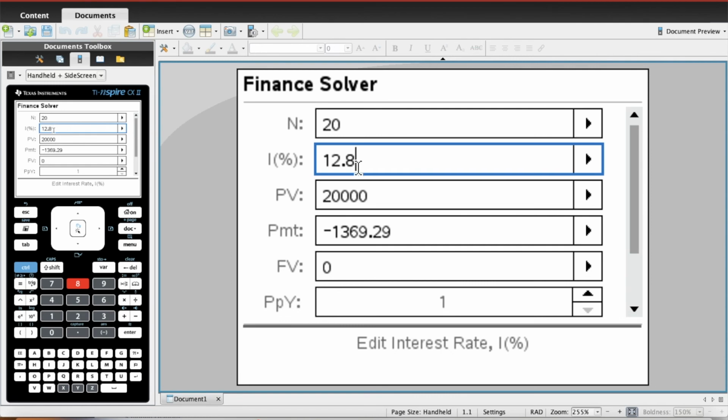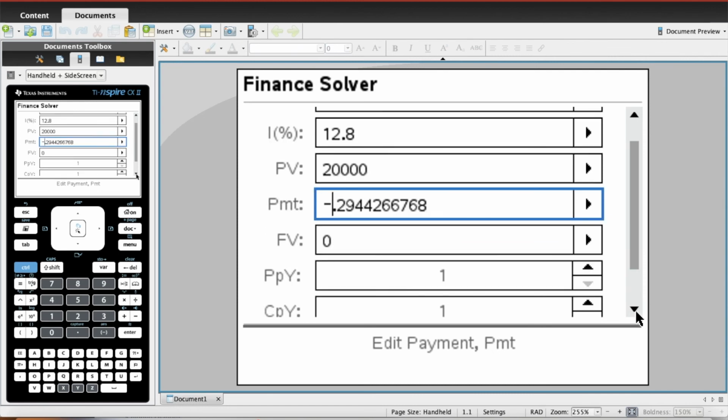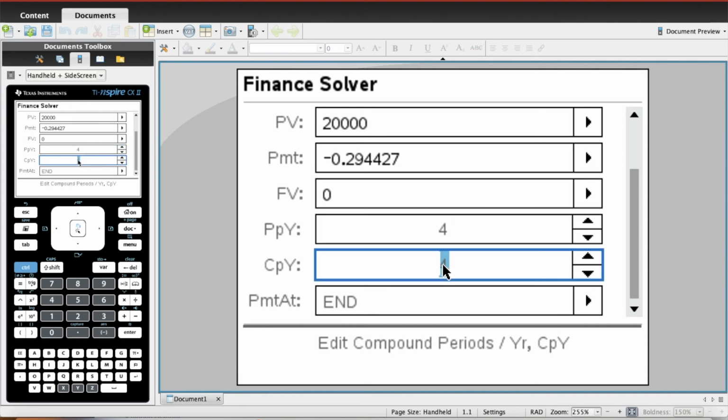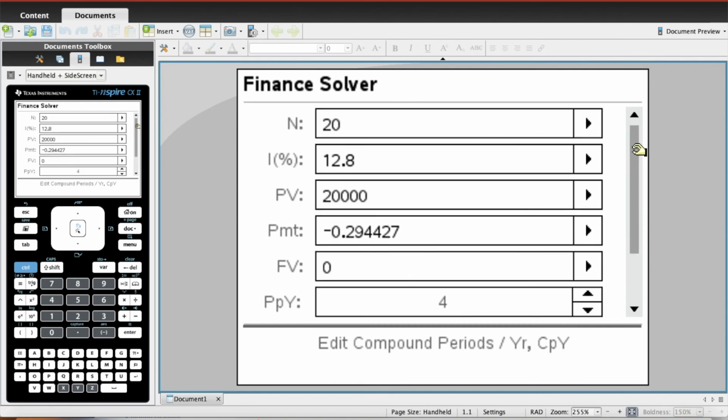Okay, so I'm going to leave that yearly percent as 12.8. Okay, I'm going to delete some of this just so you can see it actually works later. I still want my present value to be 20,000. I still want my future value to be 0. But here, I'm going to make note that I want to make 4 payments per year, and I want it to compound 4 times per year. All right. Now, that compounding is going to be in association with this percent here. So that's why that needs to be that way, because it's automatically going to take care of that.